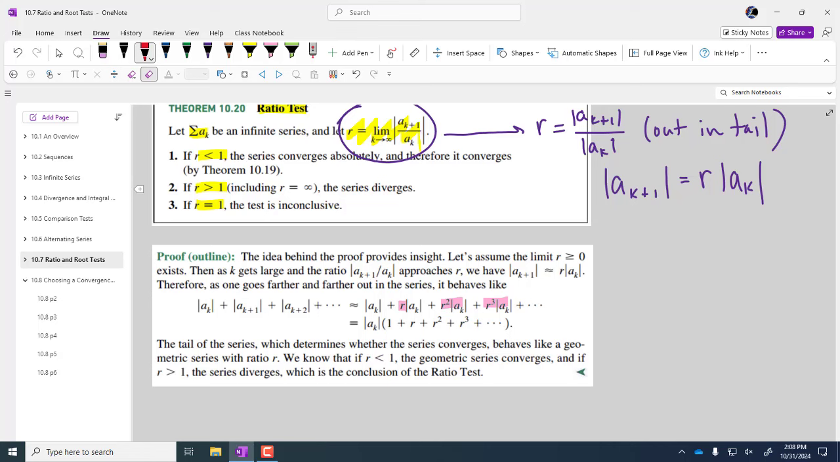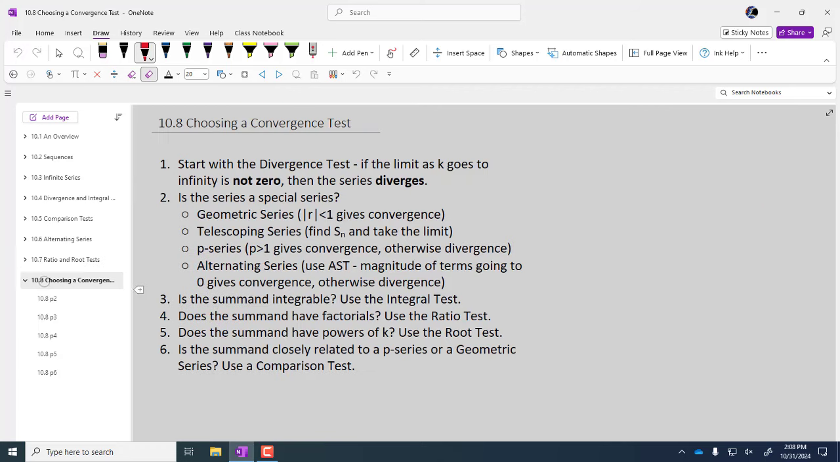All right, so let's go to 10.8. 10.8, we're done. We've done all 10 of our tests. And in 10.8, it's just practice trying to identify. And the only way to get decent at these things is to try to do them spontaneously and not know that you have to use a comparison test.